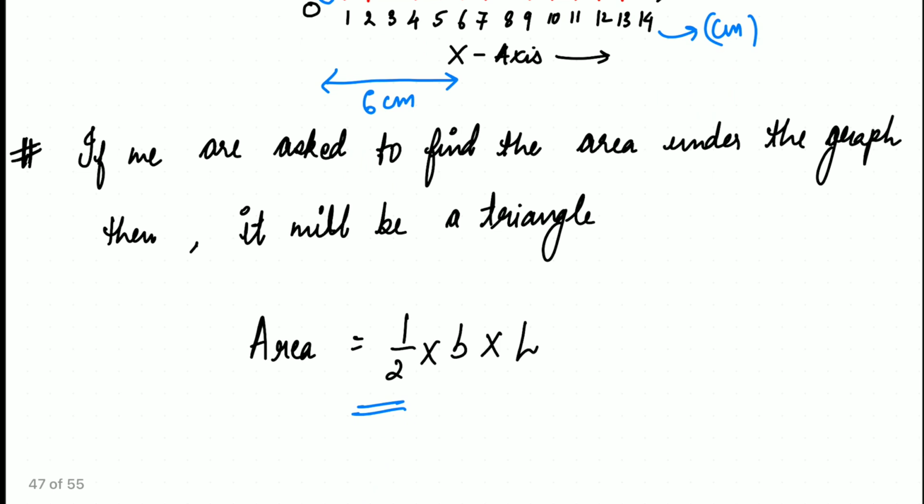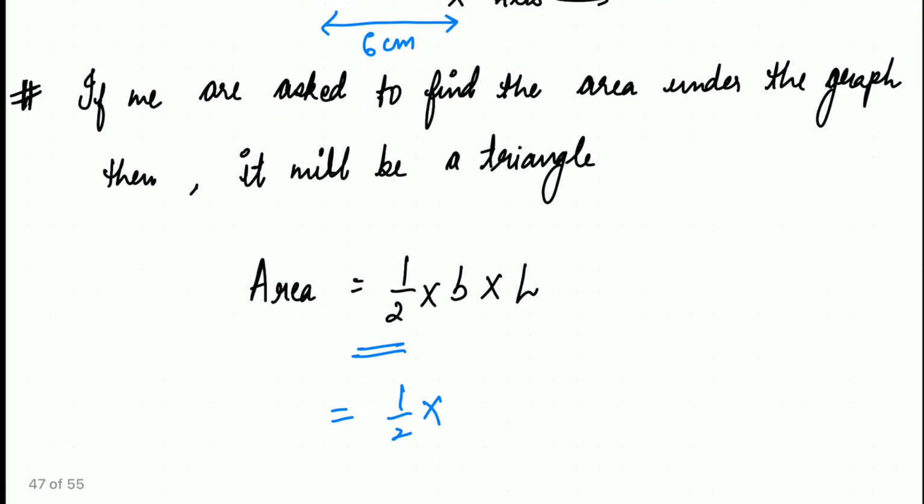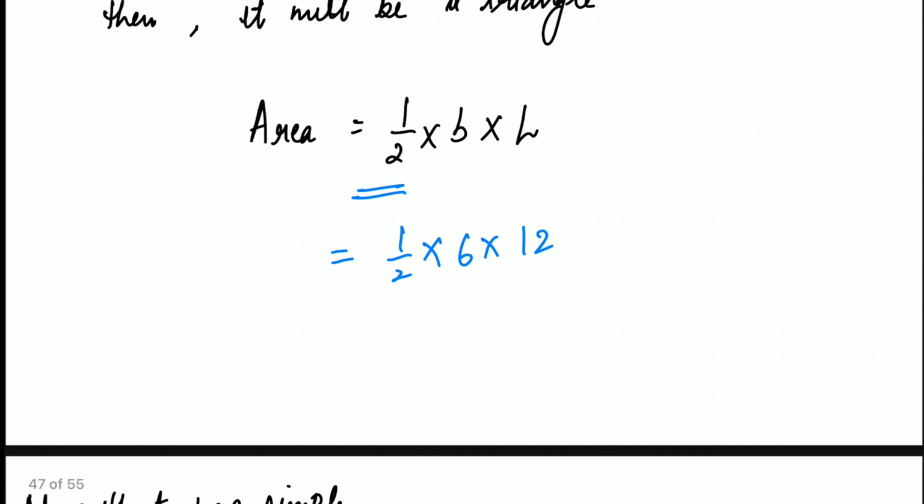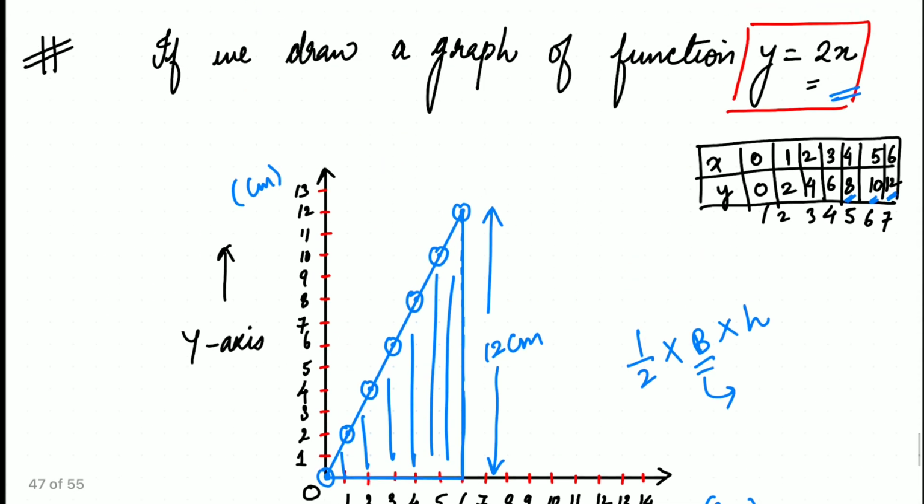So all I have to do is put in the values: half into base, which is 6 centimeters, multiplied by height, which is 12 centimeters. So the area under the graph comes out to be 3 times 6, 12 3s are 36, that is 36 centimeter square. Now that was very easy. Why was it very easy?